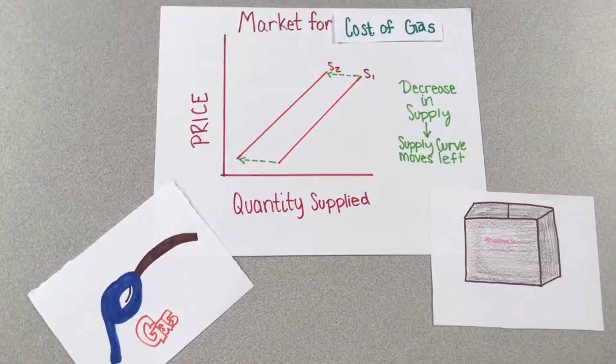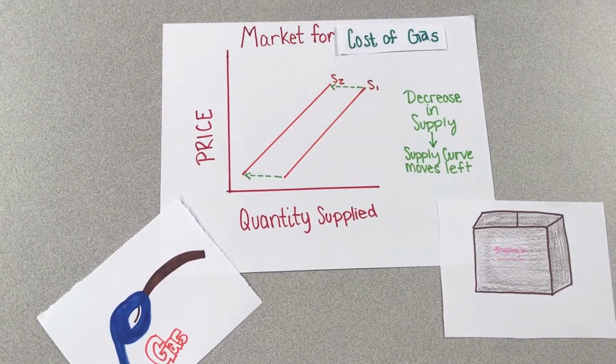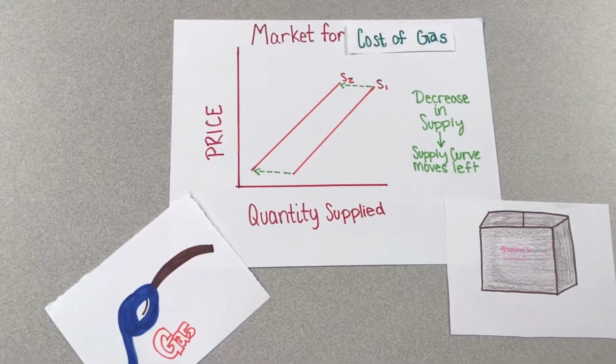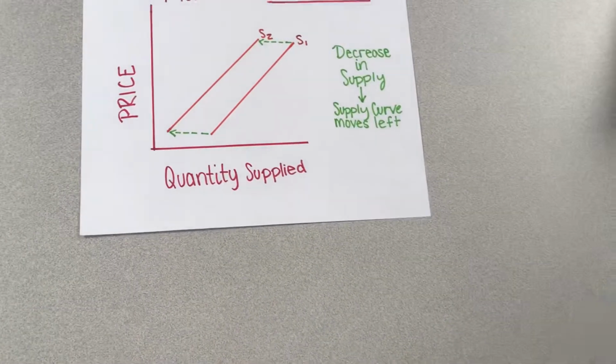An example of most products would be gasoline. If gas prices increase, then the cost of shipping items would increase, leading the producer to not want to ship out as much. Another non-price determinant that decreases supply is when technology becomes outdated.